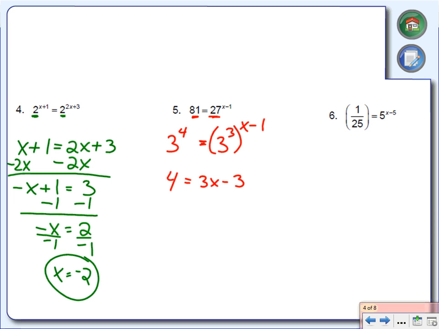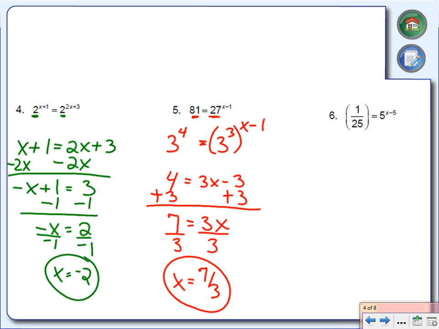All right, now let's go ahead and solve for x. I'm going to add 3 first. That's 7. Now I'm going to divide by 3. And like we saw earlier, instead of giving me the decimal, I'm going to use the fraction 7/3. Therefore, the solution to number 5 is 7/3, 7 over 3. So again, it's a little tricky in finding how to rewrite those bases. This comes with practice.